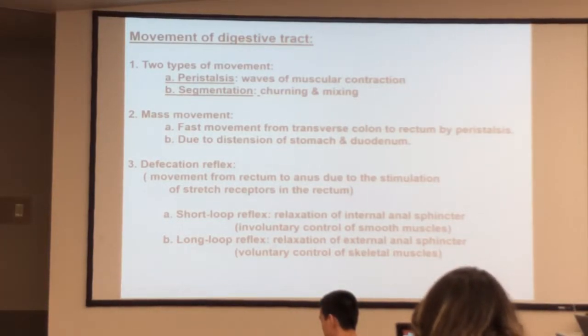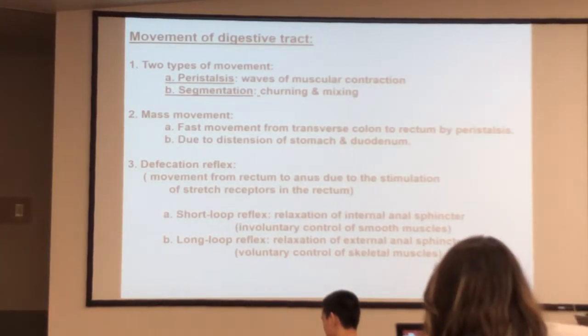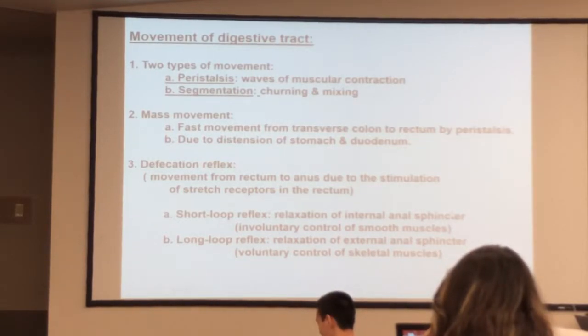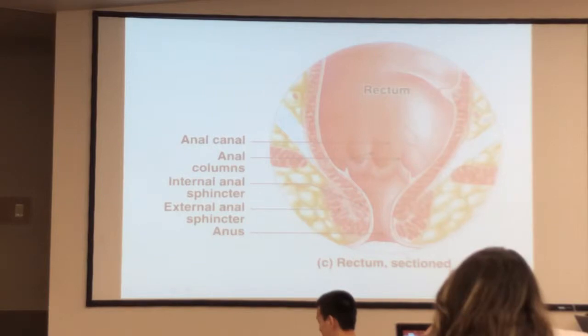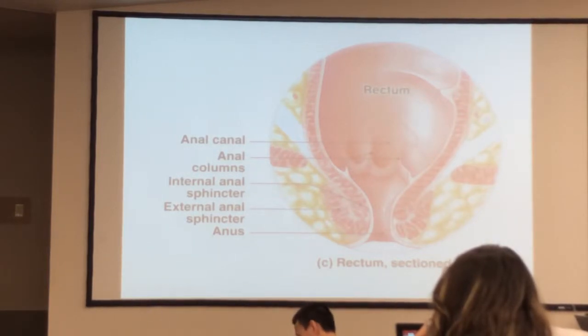And in the anus, we have two sphincters. We have the internal anal sphincter, which is involuntary control. It's smooth muscle. We have the external one, and that's skeletal muscle. Let me show you here. If you look at the anus, you see inside here the internal anal sphincter, and outside is the external sphincter. And here there are a lot of superficial veins.